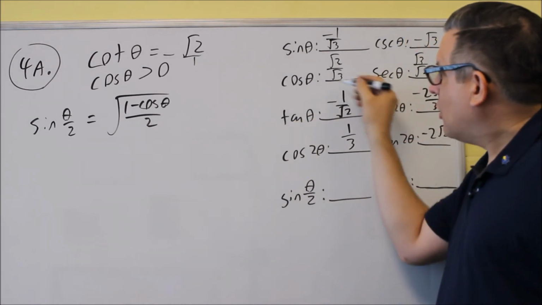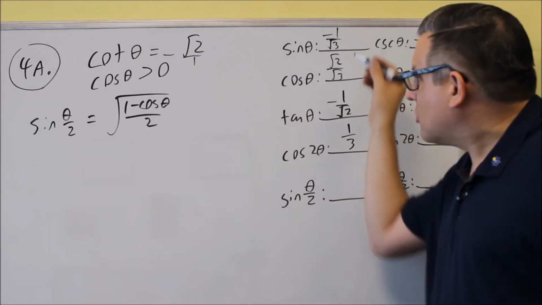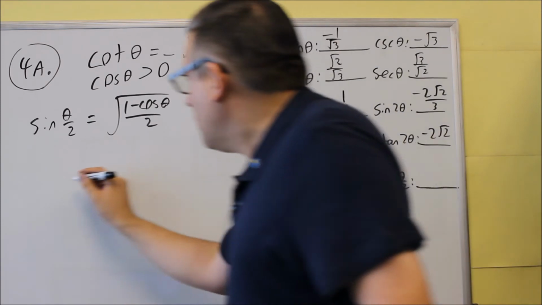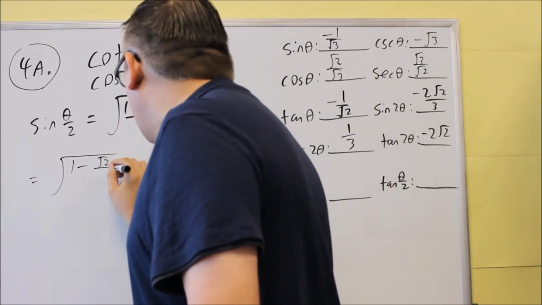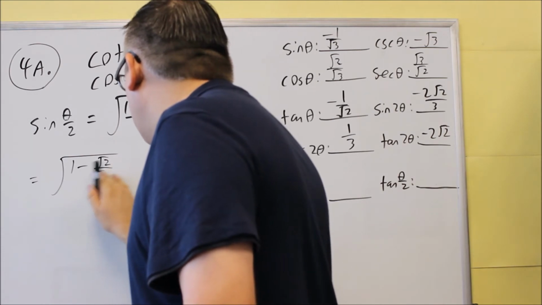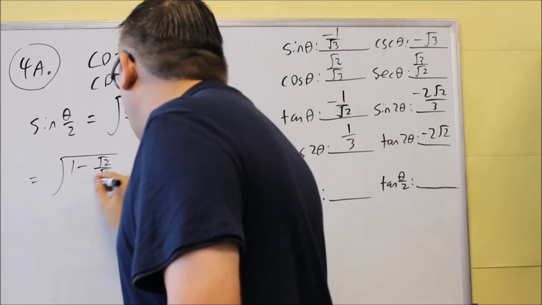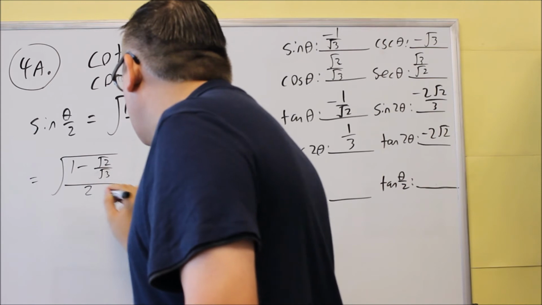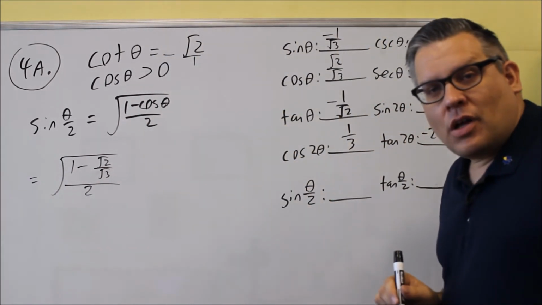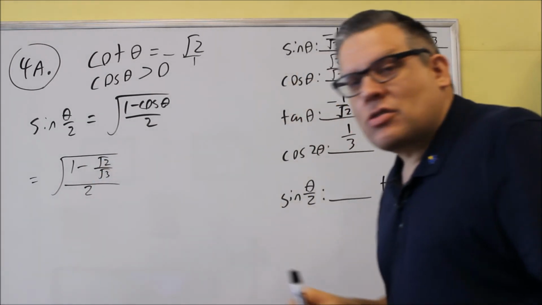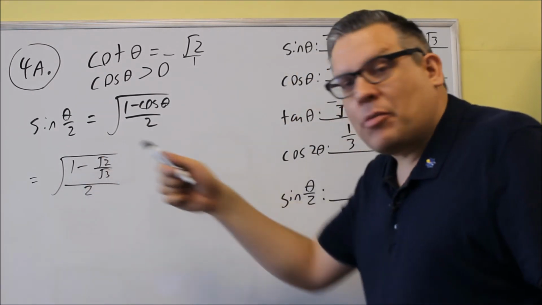Next, we want to put in the value for cosine, which is square root of 2 over square root of 3. So we do that, it's going to be square root of 1 minus square root of 2 over square root of 3, and all that's going to be over 2. So I'm just putting that value into there. I need to simplify this, so I want to get a common denominator.